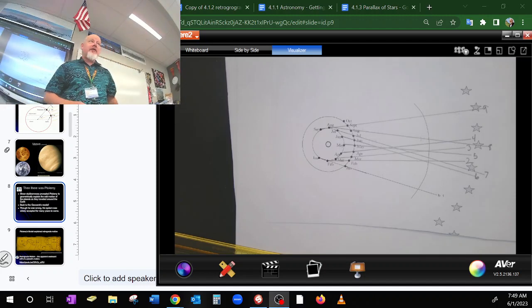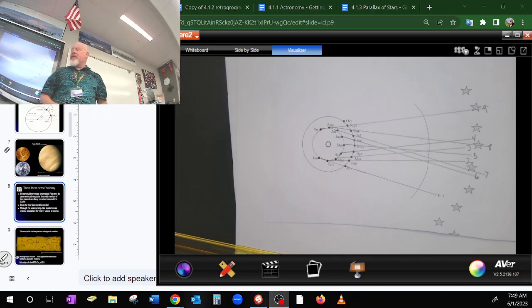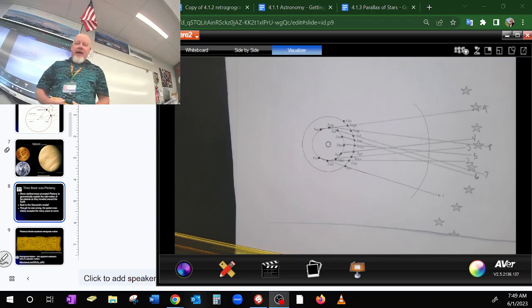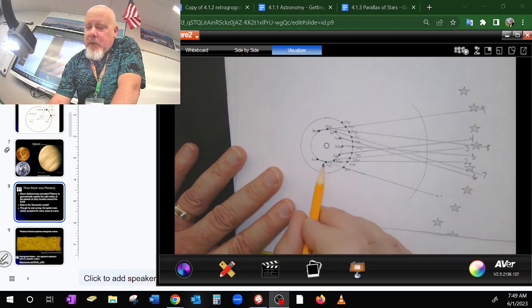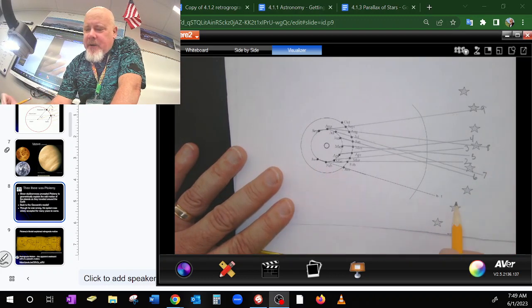You should be finished with the retrograde motion worksheet. It should look something like this. If you take a look up here, you have connected all the data points, January to January. There's month 1. January is the first month.